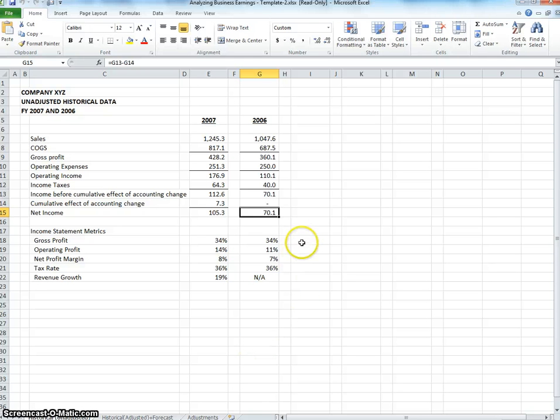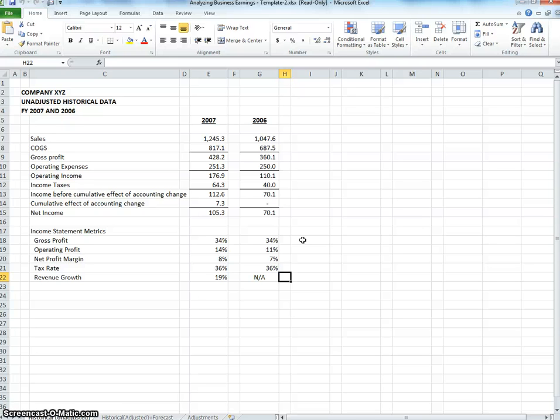All right, so I did just some real basic analysis on this starting point. I said, show me what the gross profit is. Show me what the operating profit is. Show me what the net profit margin is. Show me what the tax rate is. And show me some indication of revenue growth.